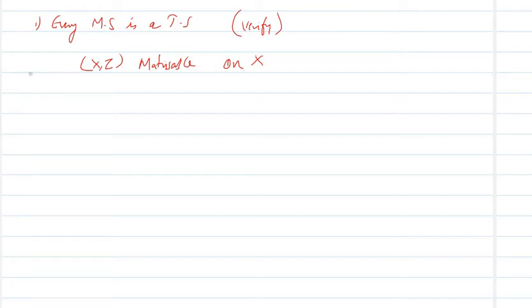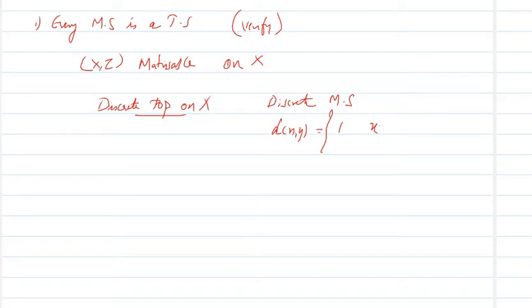Then we can discuss the discrete topology on a set X, which we studied yesterday. All of you know what a discrete metric space is. In a discrete metric space, d(x, y) equals 1 if x is not equal to y and 0 whenever x equals y.